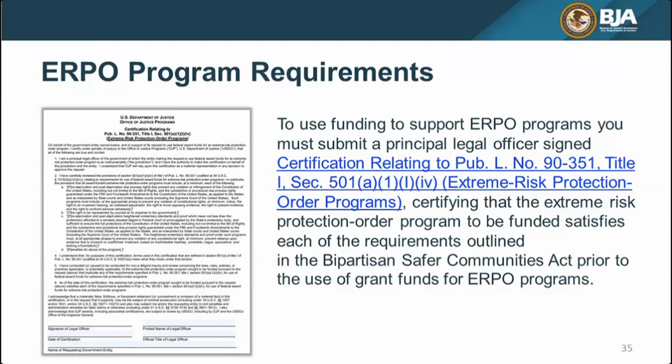ERPO. I don't know about you, but until last year, the year before, I did not know what ERPO stood for until the Bipartisan Safer Communities Act was passed, and then I knew what ERPO was. It actually stands for Extreme Risk Protection Order, and if you're planning to fund an Extreme Risk Protection Order with your JAG funding, then you will need to have one of these signed and submitted by a principal legal officer. Essentially, this is stating that the program being funded satisfies the requirements outlined in the Bipartisan Safer Communities Act. So just be aware that there are guidelines to funding that.